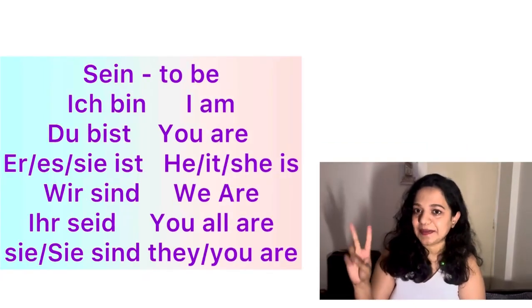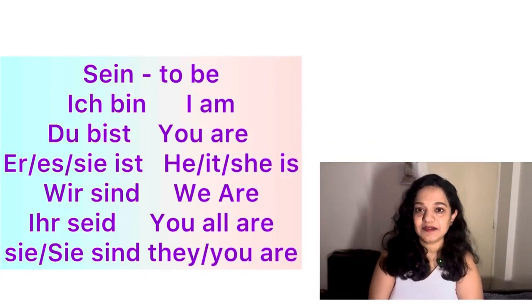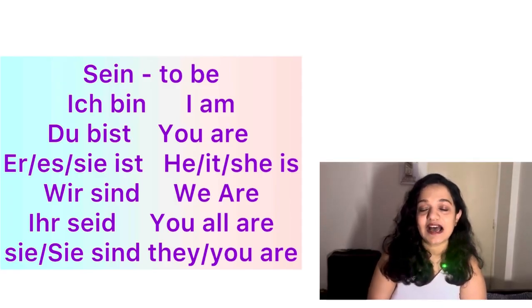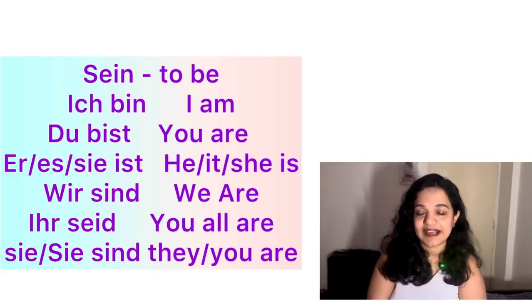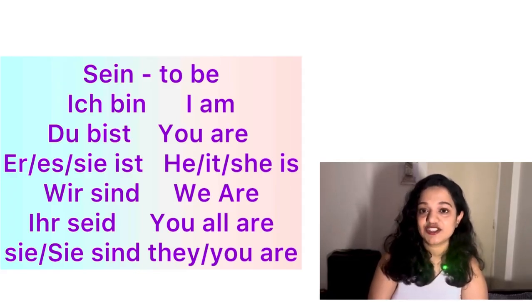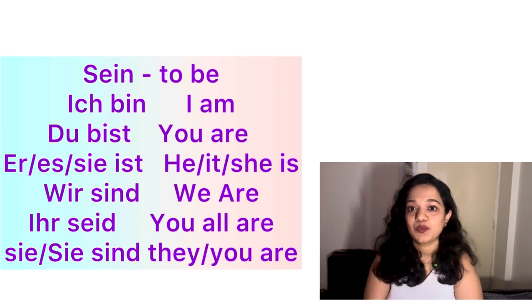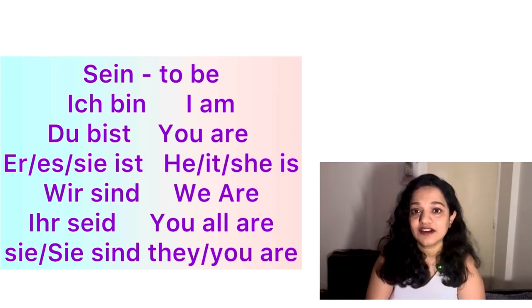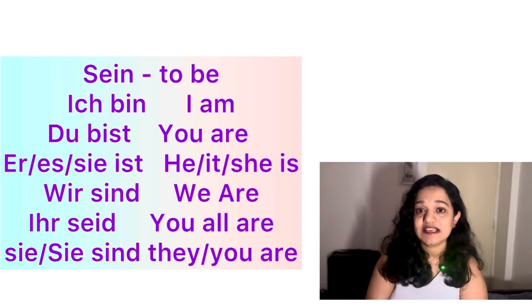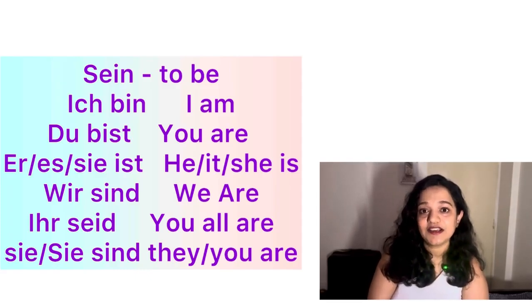The second helping verb, sein. Sein means to be. Ich bin means I am. Du bist means you are. Er, es, sie ist is he, she, it is. Wir sind, we are. Ihr seid, you all are. Sie sind, they, you are. So these were the two helping verbs that we have learned today.